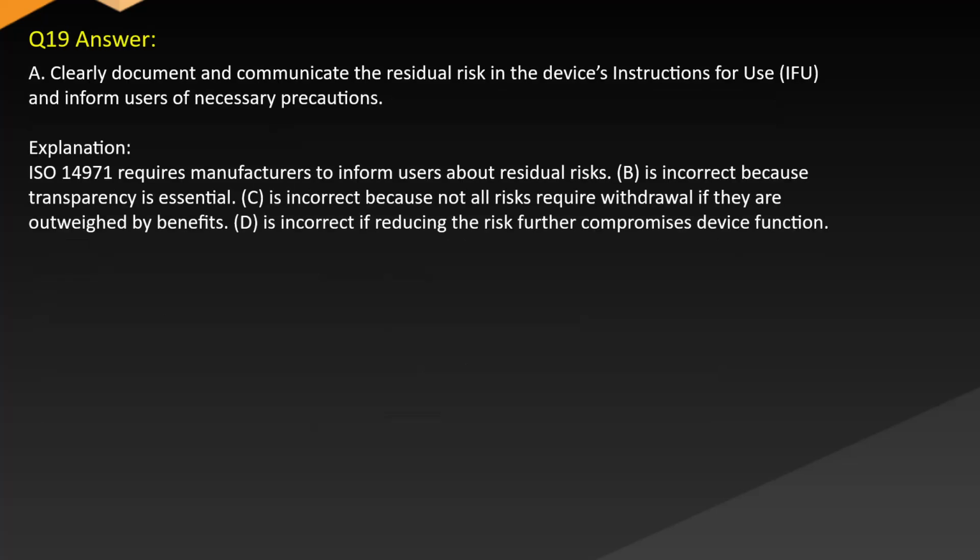Answer A. Clearly document and communicate the residual risk in the device's instructions for use (IFU) and inform users of necessary precautions. Explanation: ISO 14971 requires manufacturers to inform users about residual risks. B is incorrect because transparency is essential. C is incorrect because not all risks require withdrawal if they are outweighed by benefits. D is incorrect if reducing the risk compromises device function.